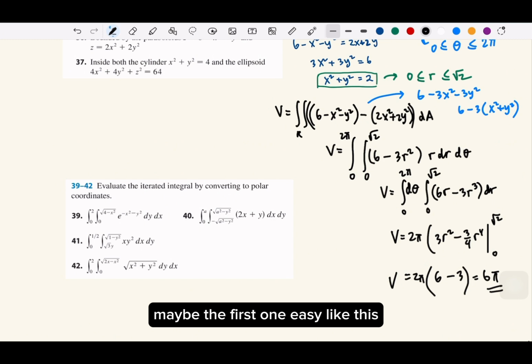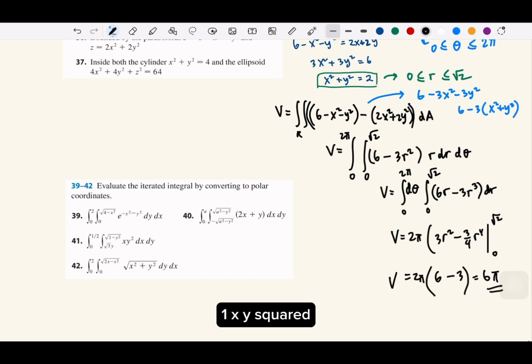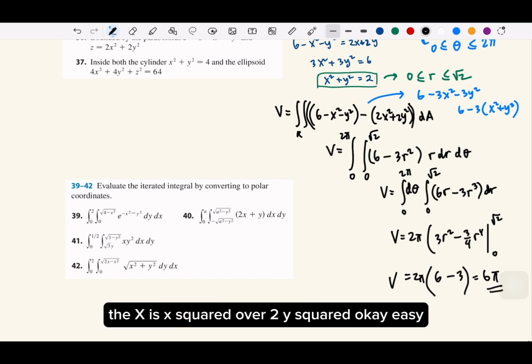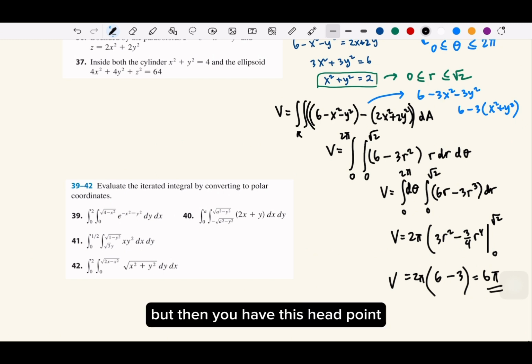Maybe the first one is easy, like this one. Xy squared dx, oh, it's easy, the integral of x dx is x squared over 2, times y squared, okay, easy. But then you have this endpoint. Maybe not so easy. Maybe we need to convert to polar.